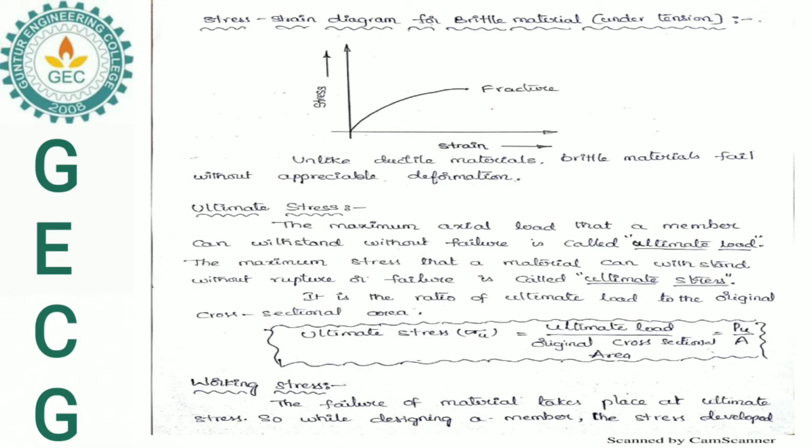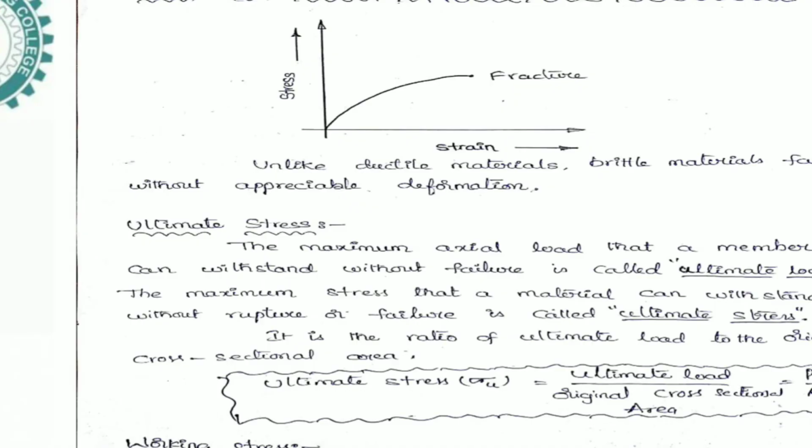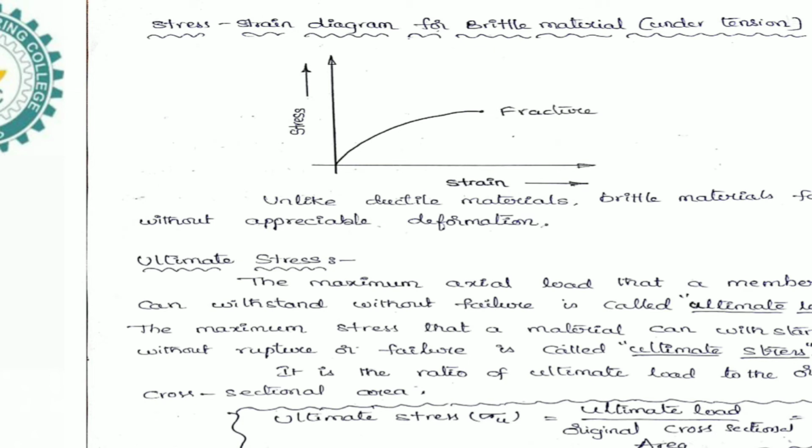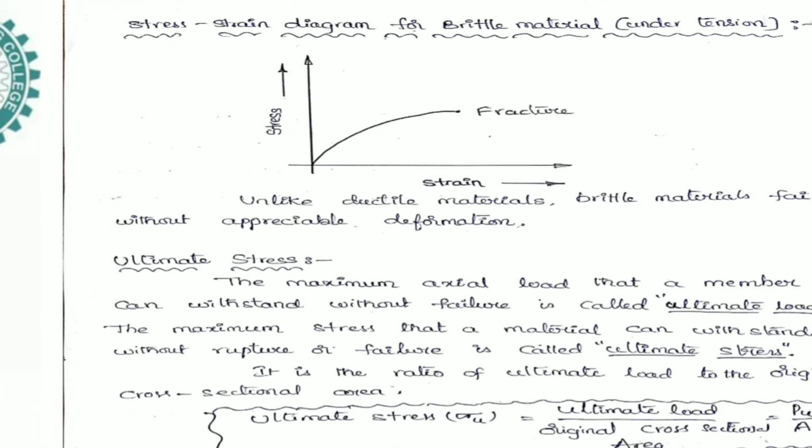Next, the stress strain diagram for brittle material under tension. This is the schematic diagram of the stress strain diagram for a brittle material. Here, the x-axis represents strain and the y-axis represents stress. This parabolic curve represents a brittle material. Finally, the end point is denoted by fracture. Unlike ductile materials, brittle materials fail without appreciable deformation.